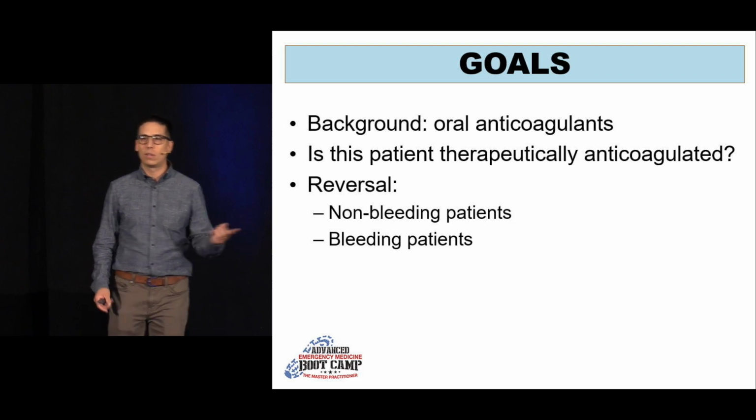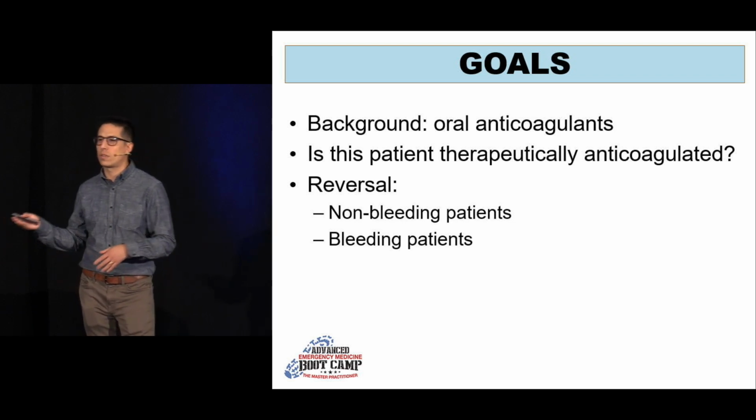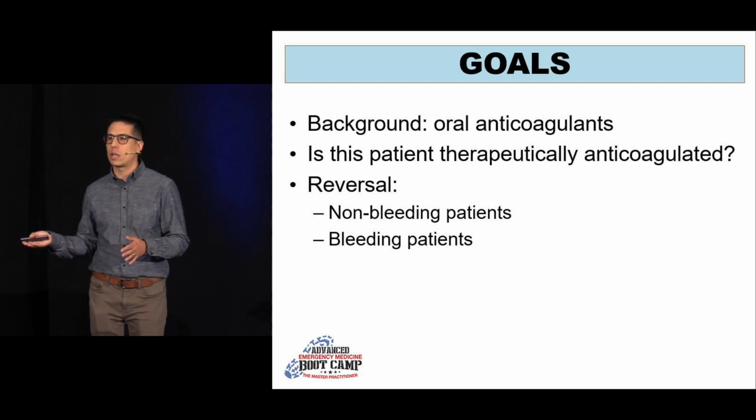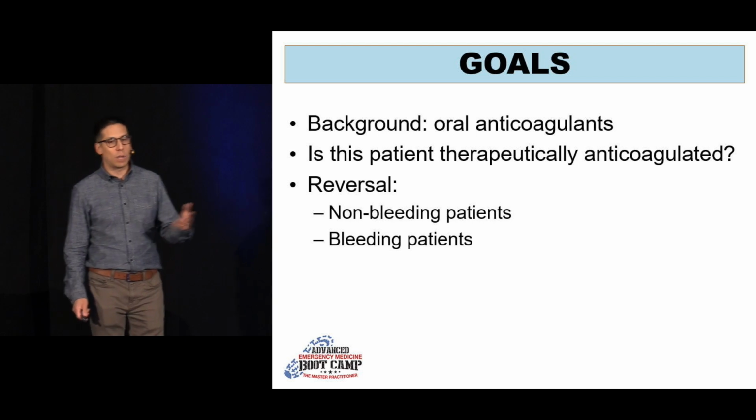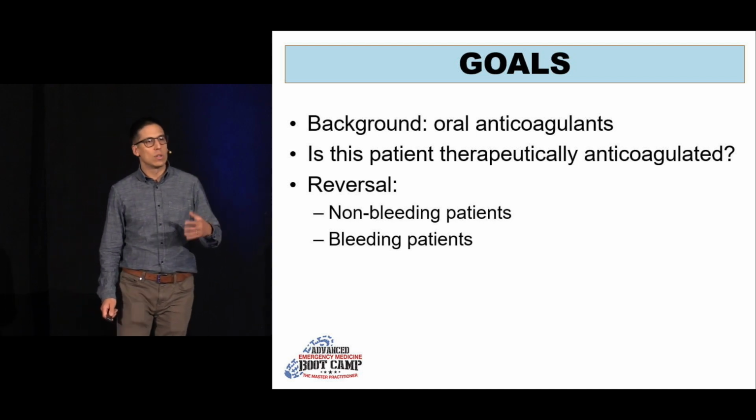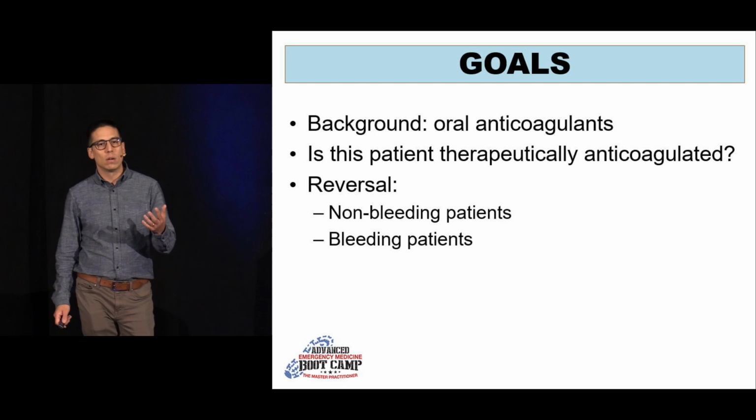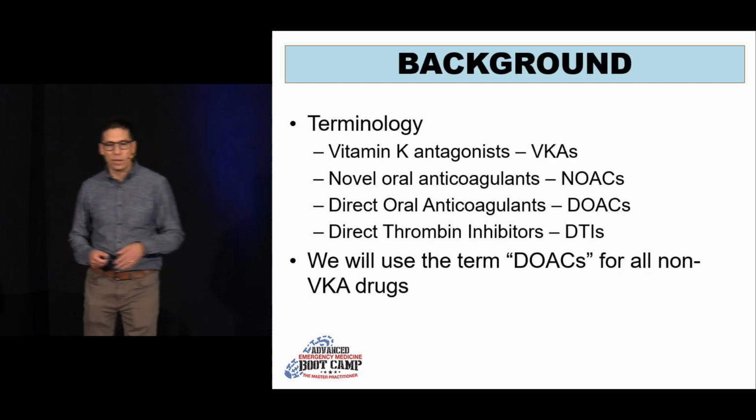I don't know. What about patients with end-stage liver disease? They always have an INR that's abnormal, and it probably doesn't mean anything. How do we figure out what's wrong with them? And then finally, reversal. For non-bleeding and bleeding patients, how do we reverse vitamin K antagonists appropriately, direct oral anticoagulants, and so on?